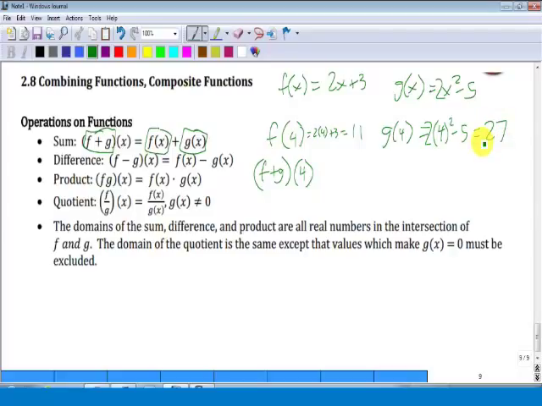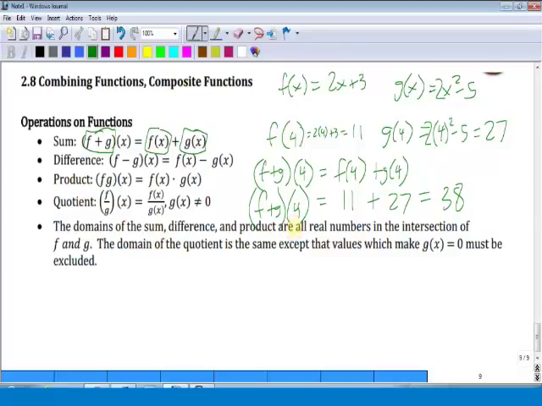There we go. So we find f of 4, we find g of 4. If we want to find f plus g of 4, the definition says it's whatever f of 4 plus g of 4 is. So we evaluate the functions separately, we get an answer for each one, and we add those answers together. 11 plus 27 is 38. So f plus g of 4 equals 38.